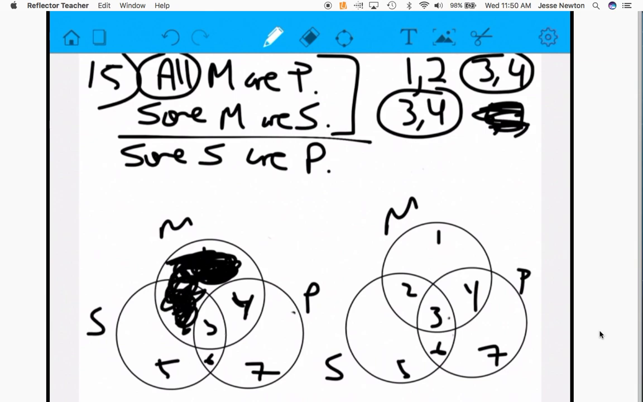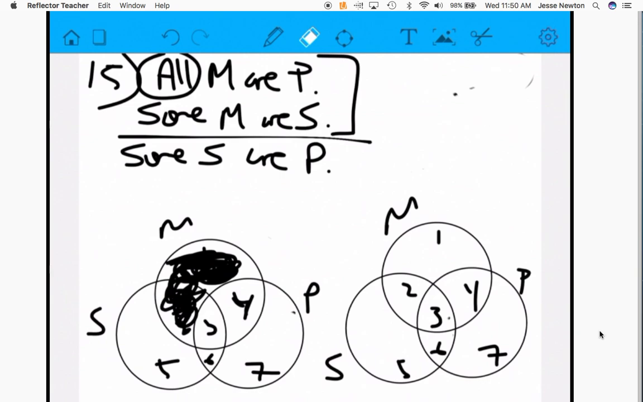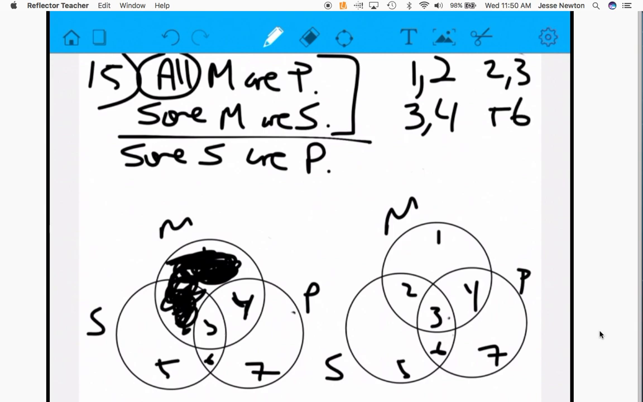All right. Now we come to premise number 2. Some M, 1, 2, 3, and 4, are S, which is 2, 3, 5, 6. Circle the regions of overlap, which is 2 and 3. And we're saying that they are. So they are in 2 and 3. Well, look, we've shaded in 2, so we can't put anything there. So we're going to put an X right here in 3.